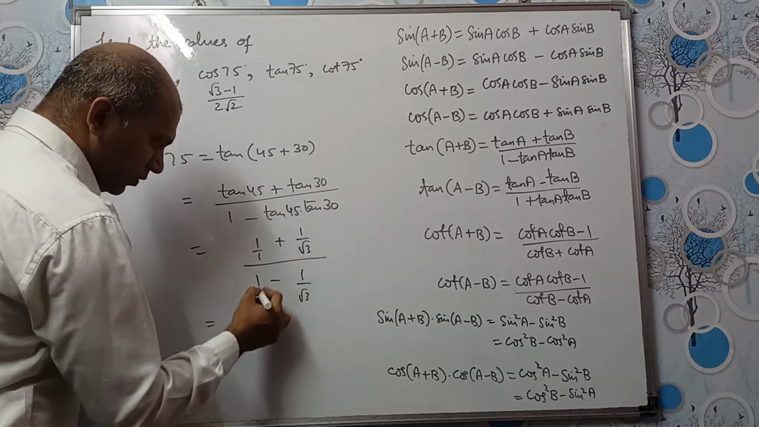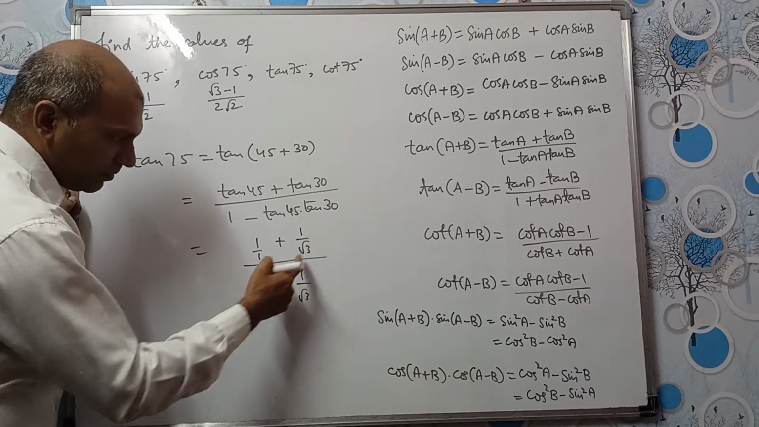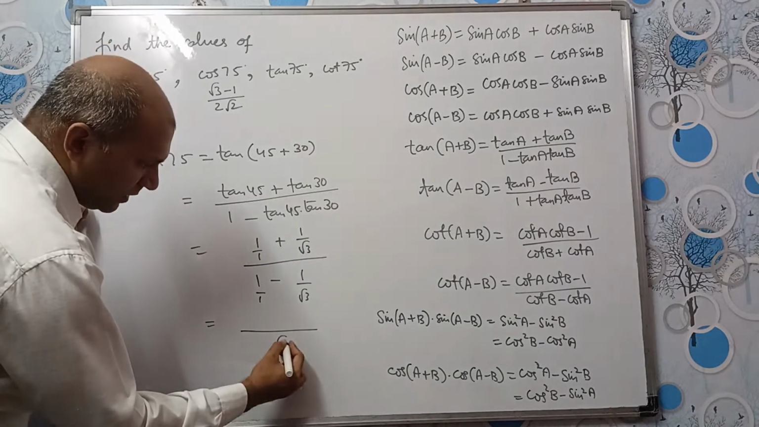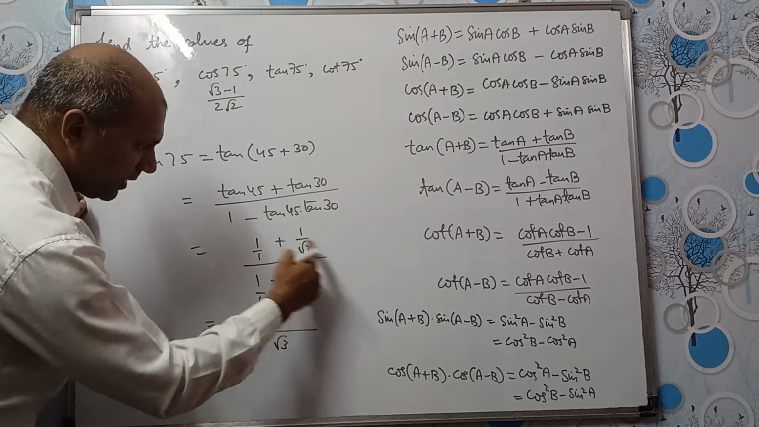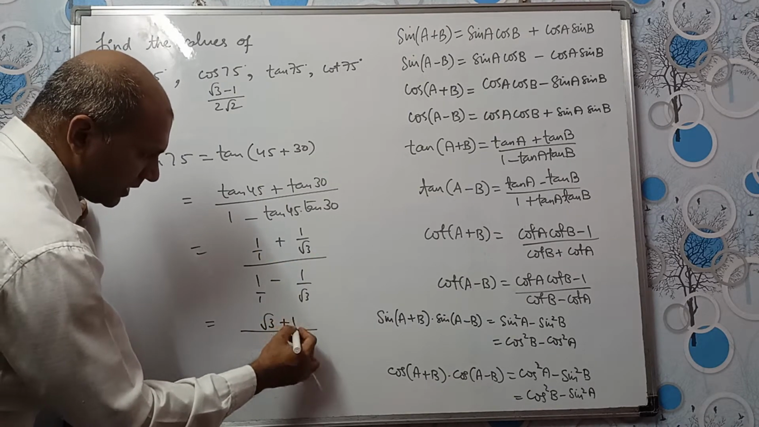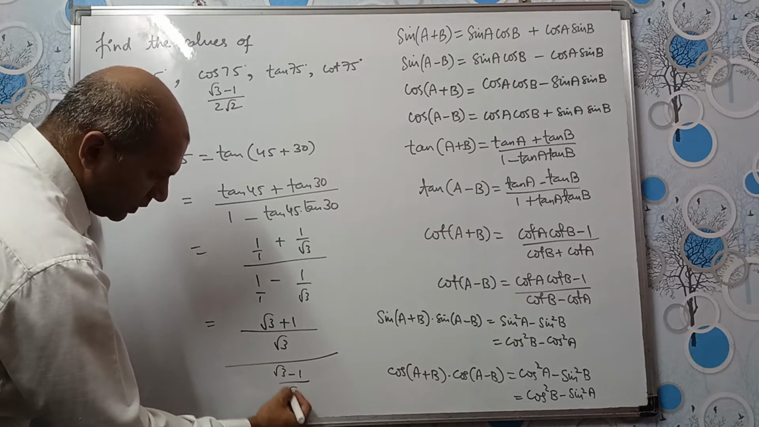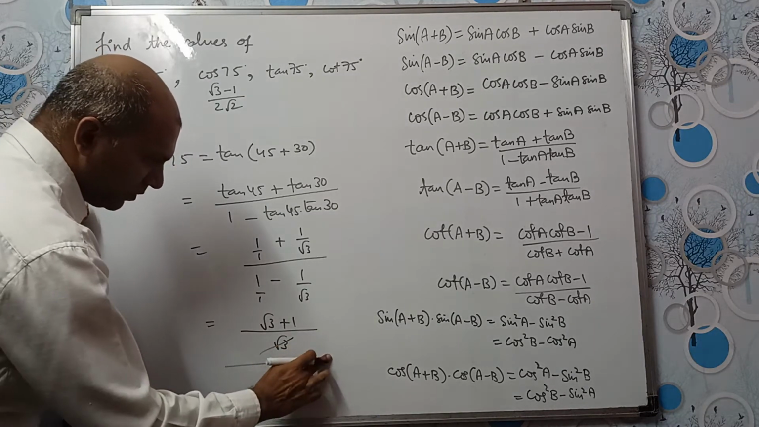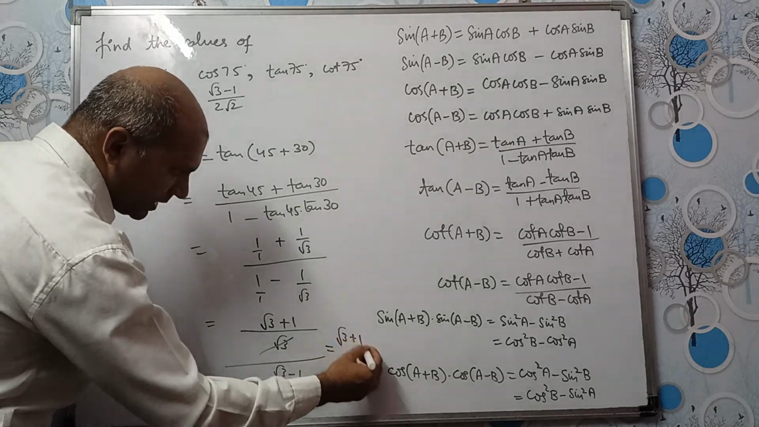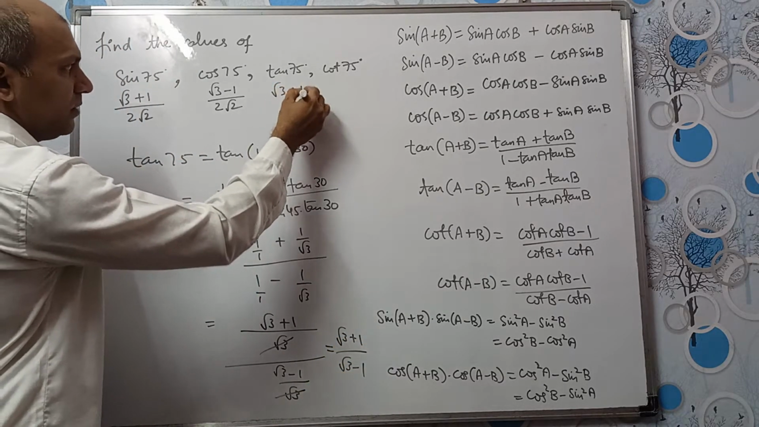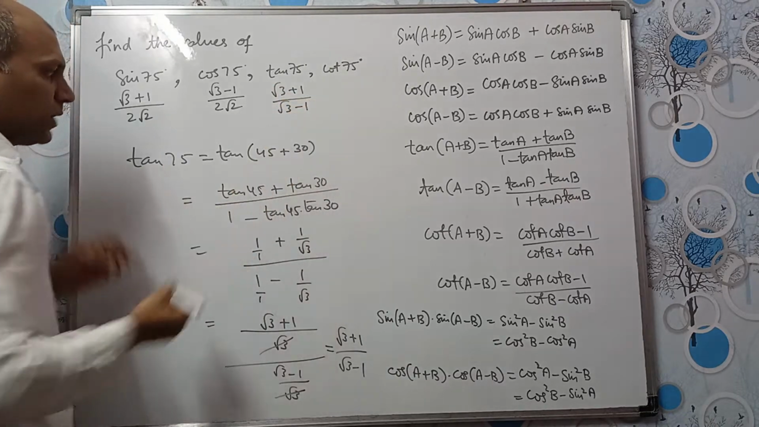The numerators are 1 by 1 plus 1 by root 3, and 1 by 1 minus 1 by root 3. The denominators are different, so cross multiply. 1 into root 3 gives root 3 plus 1 in the numerator, divided by root 3 minus 1, all over root 3. Root 3 gets cancelled. So we have root 3 plus 1 by root 3 minus 1.